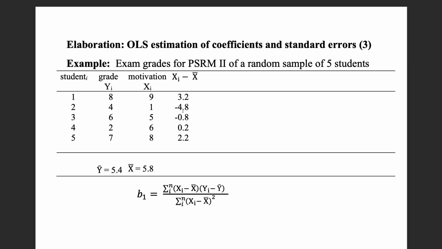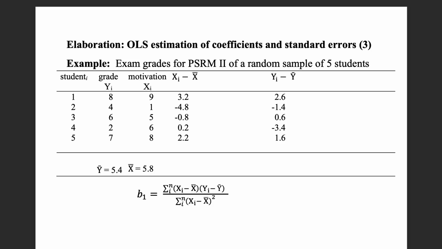For the second student, that's 1. That's really, really low motivation. Minus the average motivation, 5.8, which works out to minus 4.8. So for this student, the level of motivation was 4.8 points below the average motivation in the sample of 5 students. And we also need the deviation scores on Y, on the grade variable.